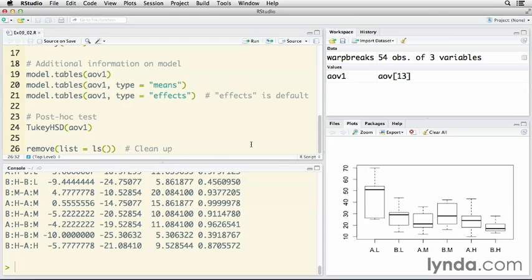In any case, those are the basics of a two-factor, or two-way, analysis of variance, which is a great way of looking at the effect of two categorical variables, both individually and in their interaction, on a single quantitative outcome variable.